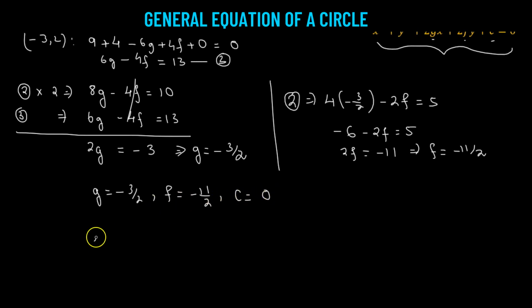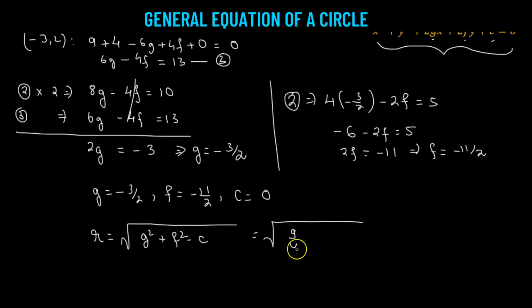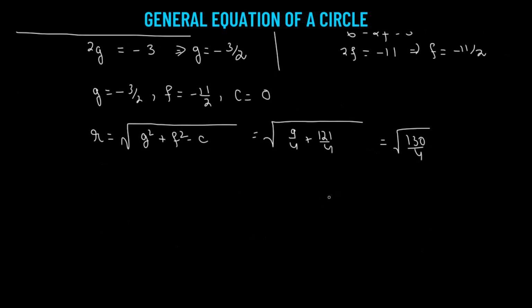Now using this information, we can find out the center as well as the radius. First, let's compute the radius. For finding the radius, we need the square root of g squared plus f squared minus c. So g squared becomes 9 over 4, f squared becomes 121 over 4, minus 0. So that becomes the square root of 130 over 4. This is going to be the radius of our circle, and the center is given by the coordinate (-g, -f). So that becomes (3 over 2, 11 over 2).